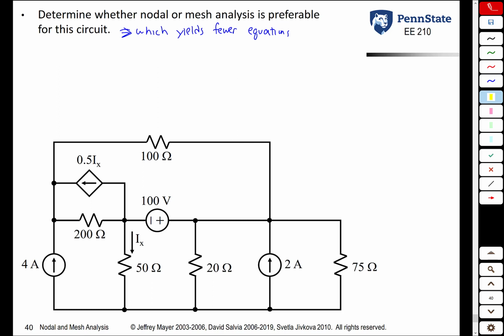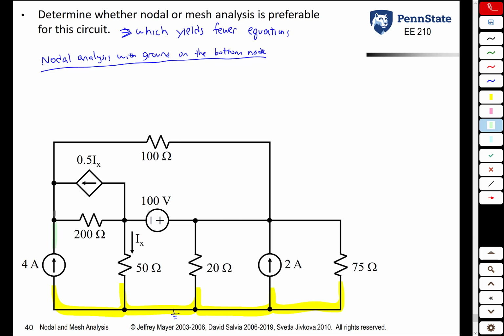Now with nodal analysis, it's tricky because if ground is not predetermined, where you put ground could dictate how many equations you have. So we're actually going to have 2 different situations we're going to consider. First, we're going to consider nodal analysis with ground on the bottom node. So we have ground down here. So we have a node here, this big ground node. Then you have a node here. Another node here. And finally, a node there.